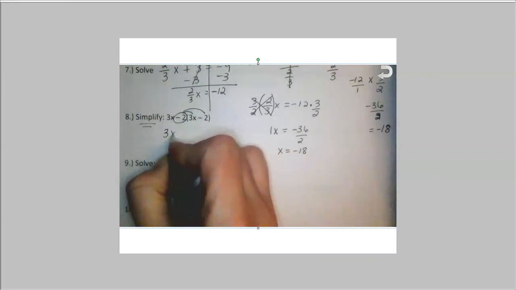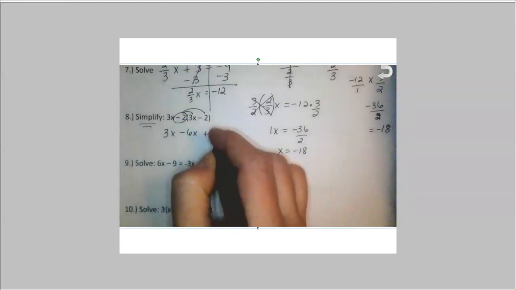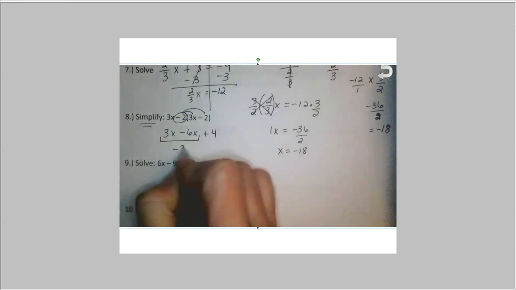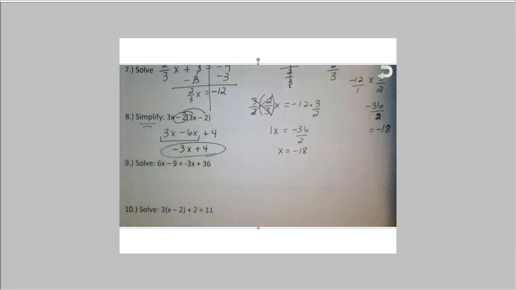So that would be negative 6x plus 4. Negative times a negative is a positive. And then we want to come through here and combine like terms. 3x minus 6x would be negative 3x, and then we'll bring down that plus 4. But that's going to be my final answer. Like terms have to have the same variable and the same exponent. So constants, numbers without variables, do not combine with the coefficients that have a variable with them.